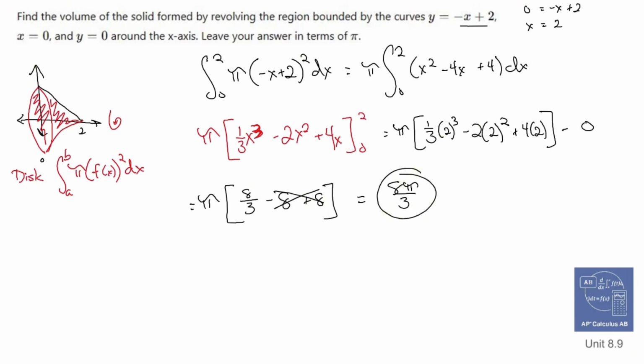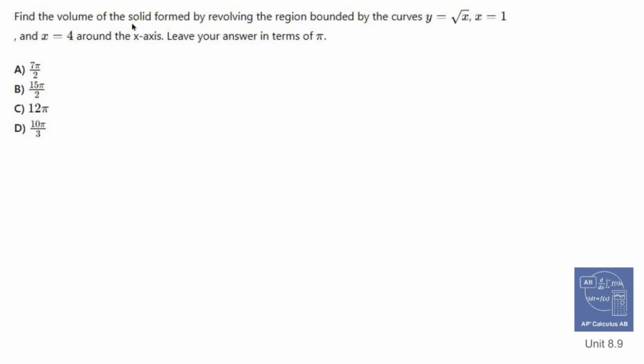That's the disk method. Find the volume of the solid formed by revolving the region bounded by the curves y equals the square root of x, x equals 1, and x equals 4 around the x-axis. Leave your answer in terms of pi. So y equals the square root of x is going to look like this. What I'm going to do is take this part to this part, and I'm going to take that little circular looking chunk and spin that around the x-axis.